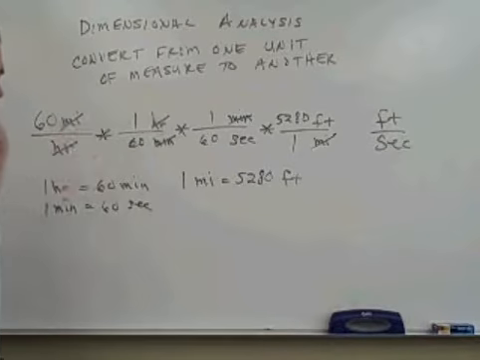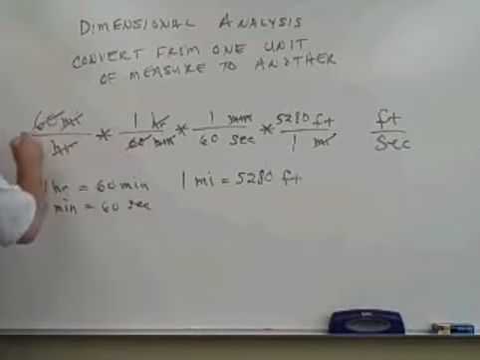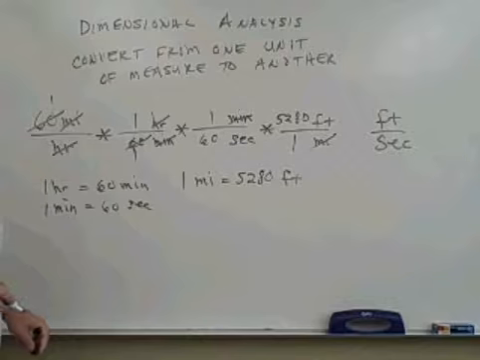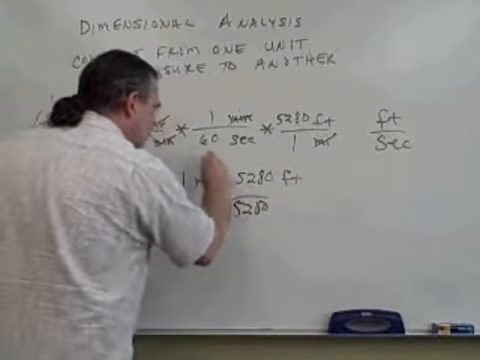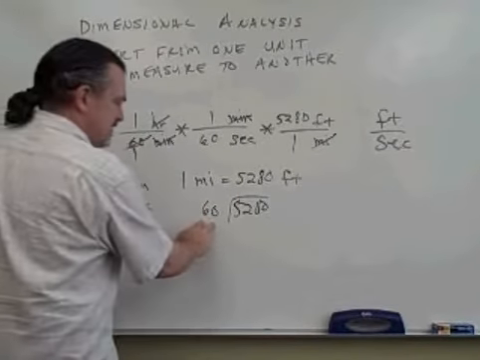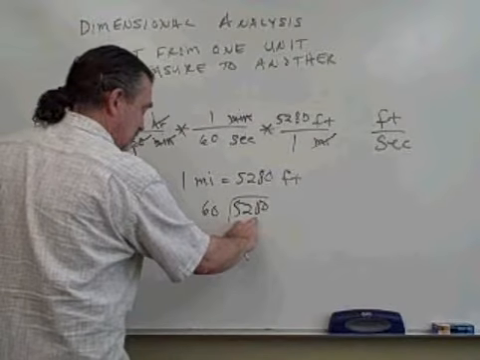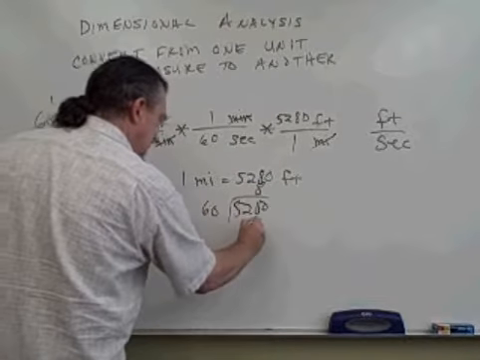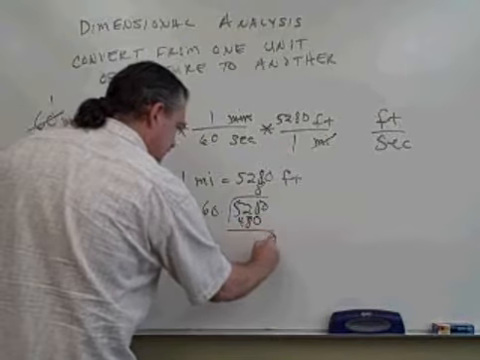And this is the arithmetic we need to do. So, well, one of those 60s will cancel, won't they? 60 will go into 60 one time. We can cancel one of the 60s. So it just ends up being 5,280 divided by 60. And 60 won't go into 5, it won't go into 52, but it will go into 528. It would go in 8 times. 8 times 0 is 0. 8 times 6 is 48.